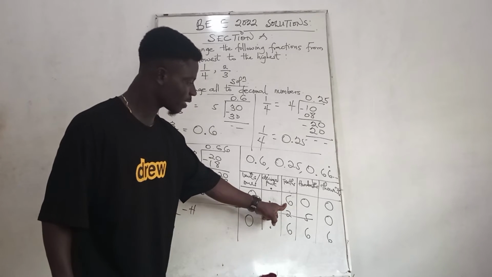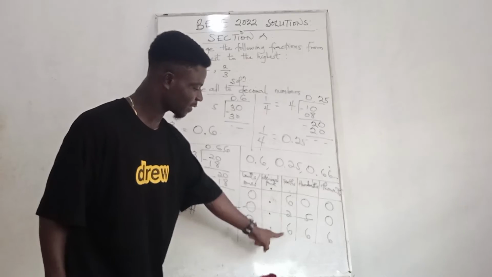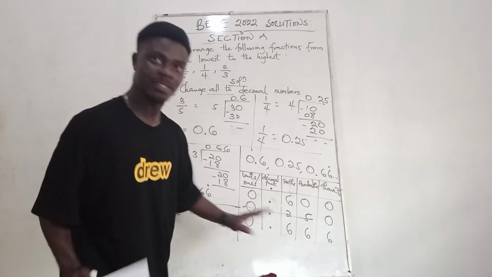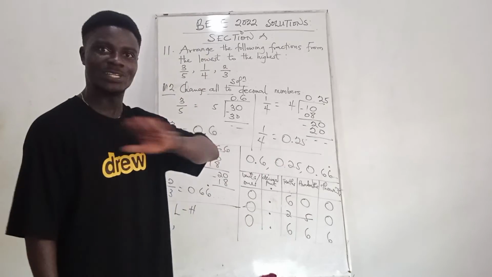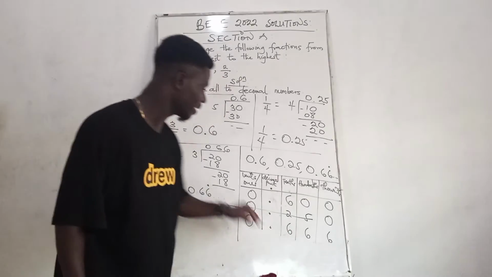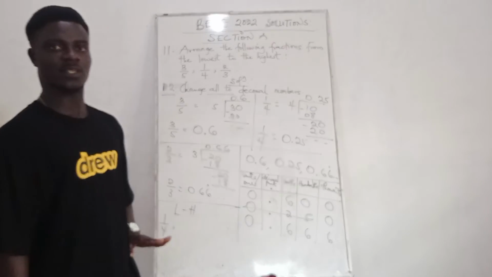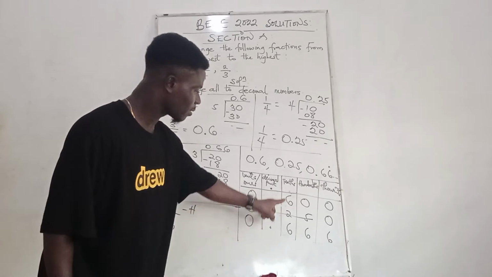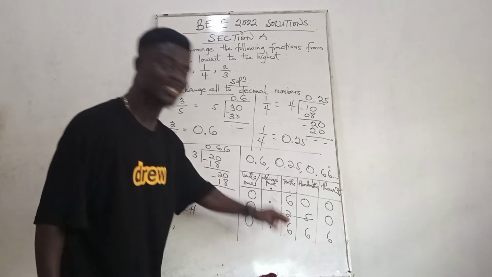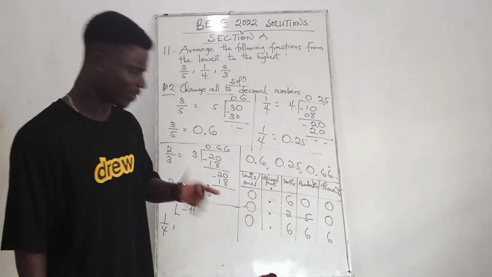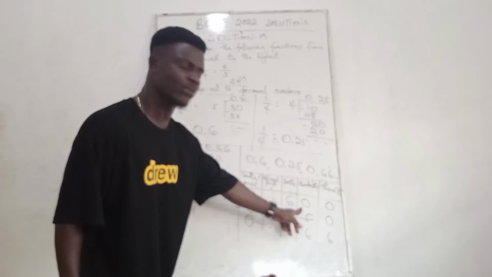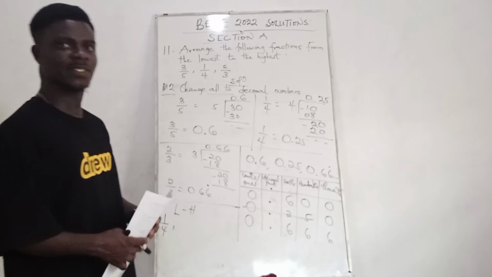Now watch here. For the tenths here, we have 6 and 6. They are the same, right? So now we pause. Then we move to the hundredths. Now here is 0, here is 6. Which one is greater? 6. Then we declare that 0.66 is greater than 0.60. The tenths are the same, but we move to the hundredths area. 6 is greater than 0. Then that means 0.66 is greater.